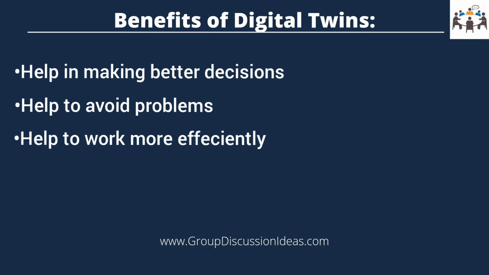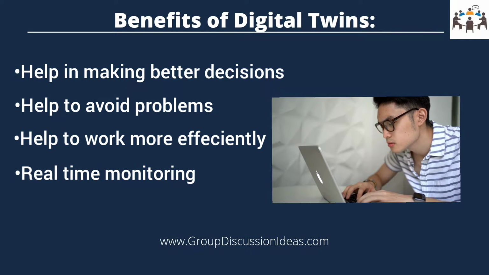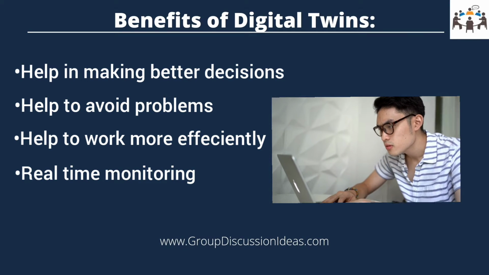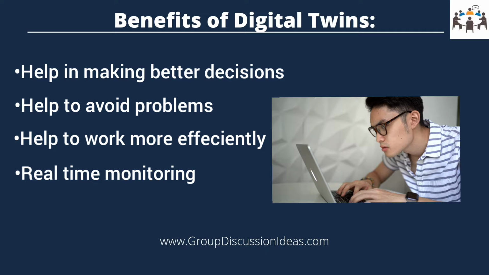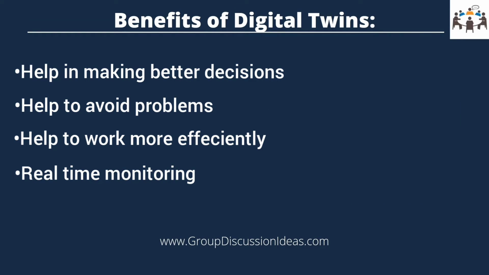Thirdly, digital twins can help us work more efficiently. They can show us how to work more with less time, so they can save time and money. Lastly, a digital twin enables real time monitoring, providing a comprehensive understanding of the performance of the system or object it represents. For example, digital twins can play an important role in monitoring the functionality of diverse systems, whether it's a wind turbine generating power or the complex working of the human heart.